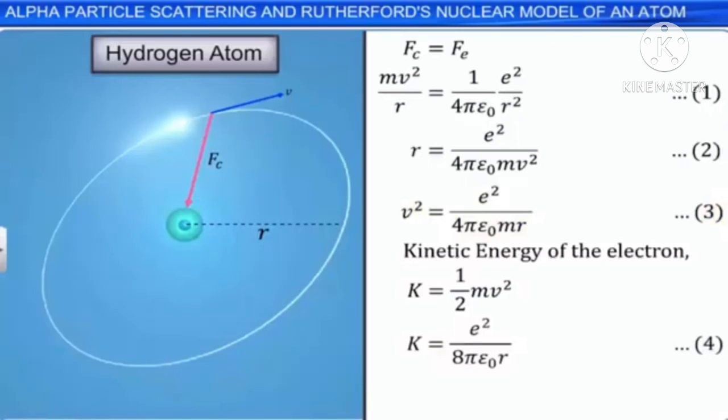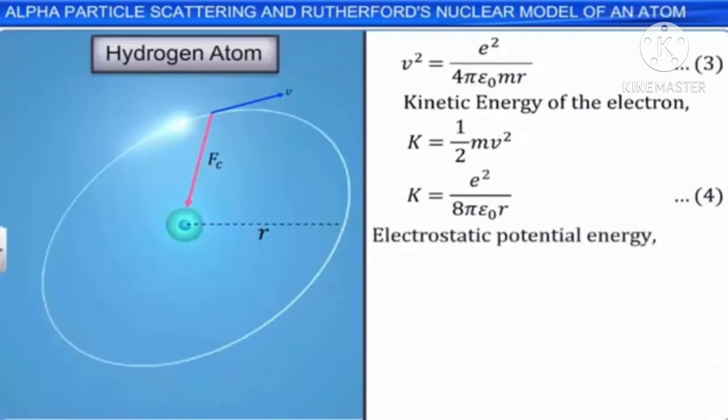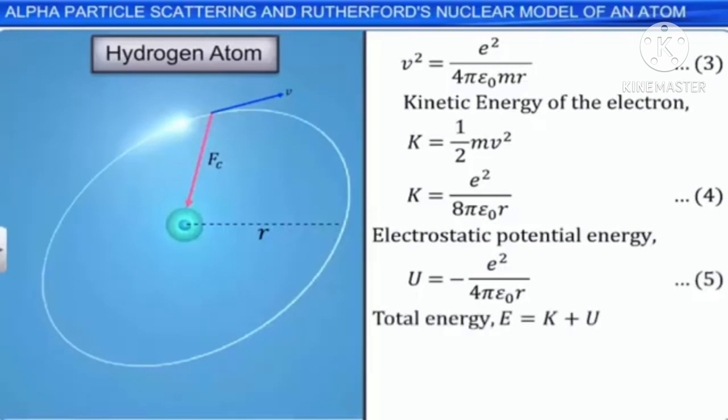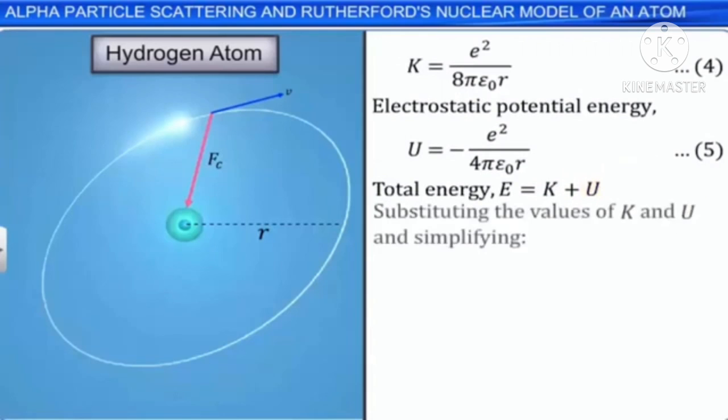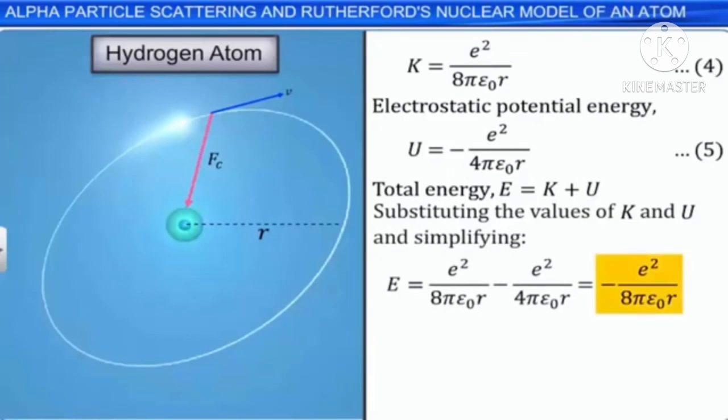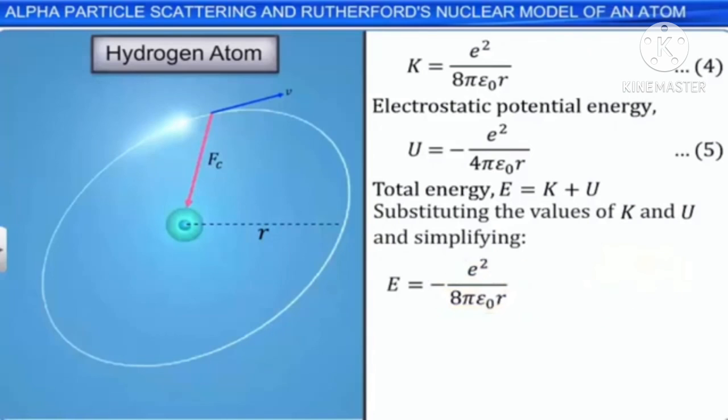The electrostatic potential energy of the electron, U, is equal to minus e square by 4 pi epsilon naught r. Let this be equation 5. The total energy E of the electron in the hydrogen atom is equal to the sum of the kinetic energy K and the potential energy of the electron U. By substituting the expressions for K and U and simplifying, we get E is equal to minus e square by 8 pi epsilon naught r. So, the total energy of the electron is negative. This implies that the electron is bound to the nucleus.